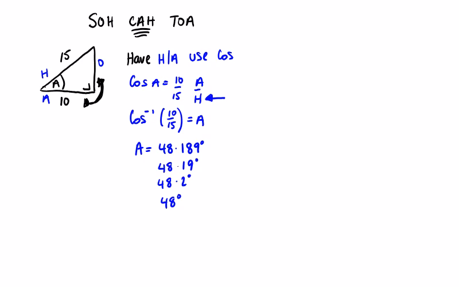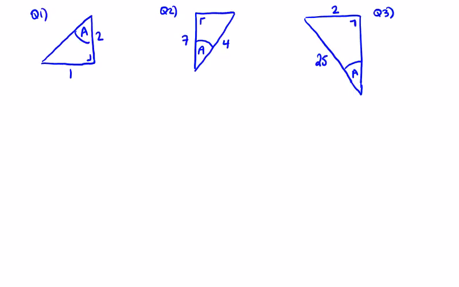Now, pause the video when you see the next three questions. One will be sine, one will be cos, and one will be tan, and work out the three angles labeled A. So pause the video at this point. Write the three questions into your copies. Have your calculator ready. Write SOHCAHTOA at the top of your page and practice these three questions.